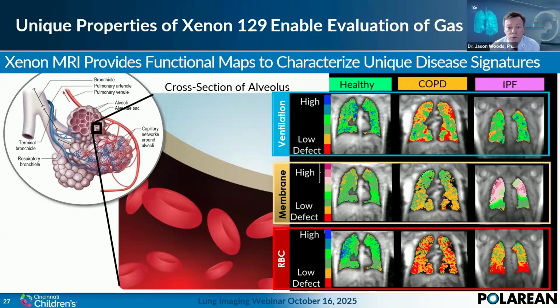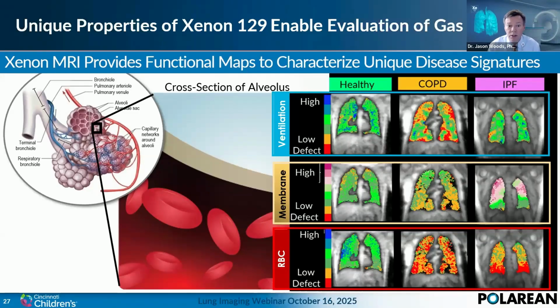This technique was begun in adults, and so the demonstration of the utility of the technique is fairly well established now in adults. So in the COPD patient, you see, of course, ventilation defects, some actual reductions in membrane, which is indicative of emphysema, and then a reduction in the red blood cell transfer, which is also indicative of emphysema.